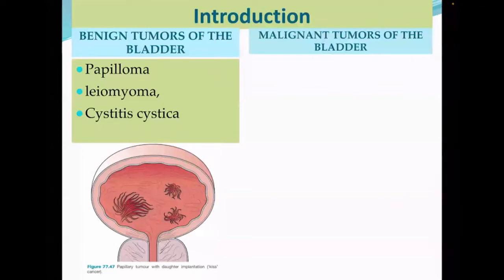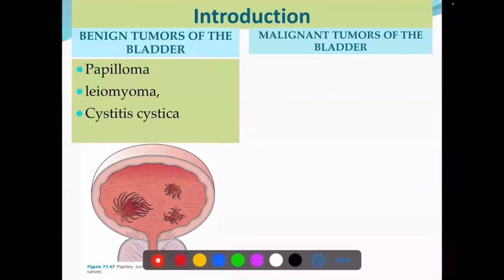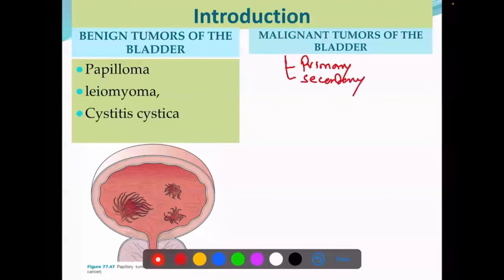Okay, so see over here. As usual, for malignant tumors of any organ, we classify malignant tumors of the bladder as primary malignant and secondary. Primary means the malignant tumor arising from the bladder itself. Secondary means it is arising in another organ, but it does involve the bladder.